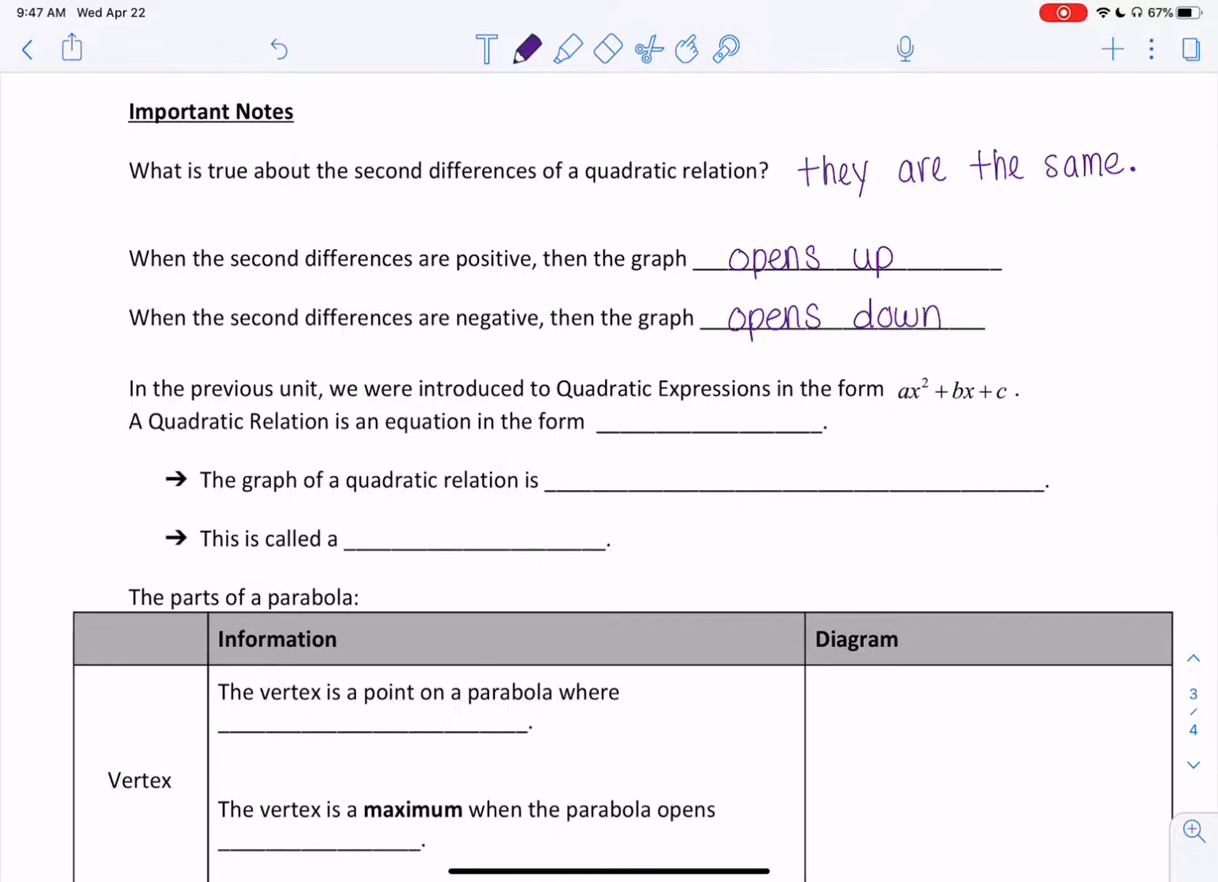So in the previous unit, we were looking at quadratic expressions. So we always had ax squared plus bx plus c. And now we're going to look at what's called a quadratic relation. And that is similar to how you were looking at linear relations last year, but now with those quadratic expressions. And this form is what we call standard form.